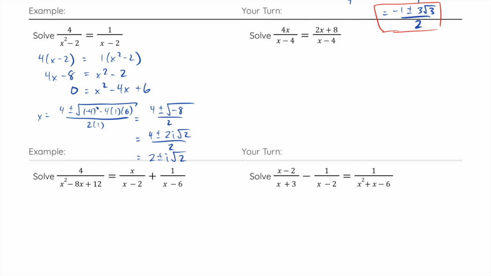And at the beginning I forgot to check, but I should put my excluded values here. So my excluded values are x cannot be plus or minus the square root of 2 or 2. Now these two solutions don't fall into that category, so these are both solutions to the equation. So pause the video and try the one below, or to the right.